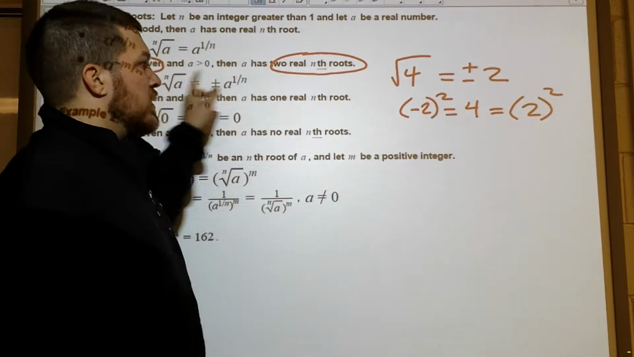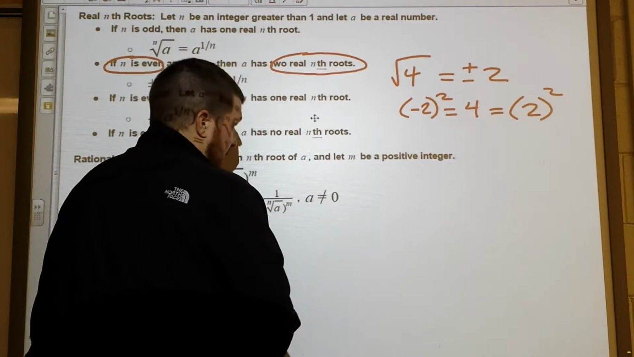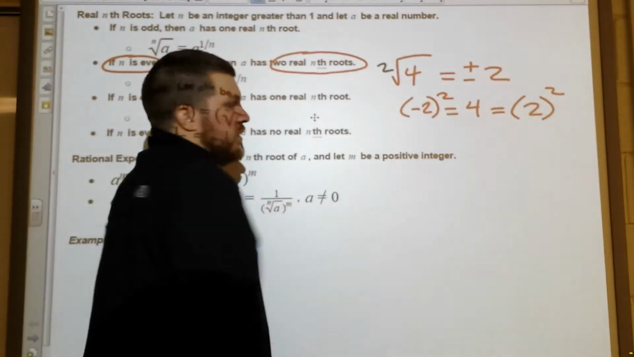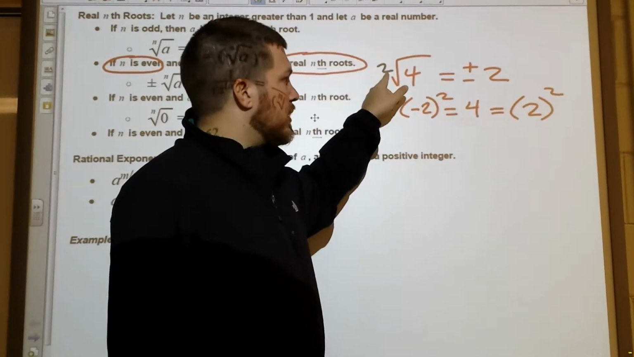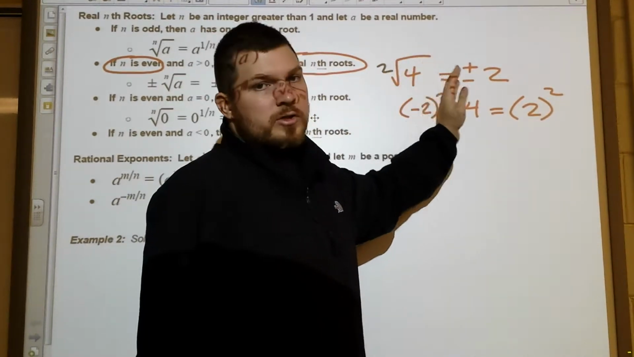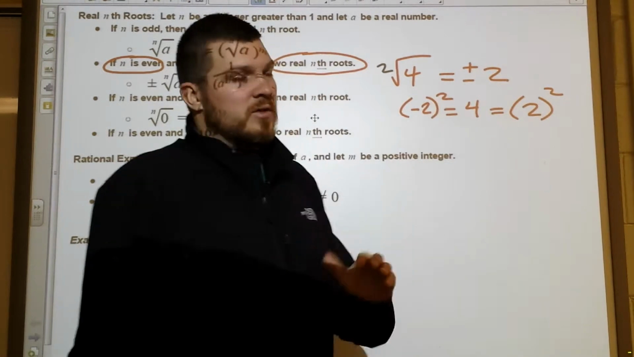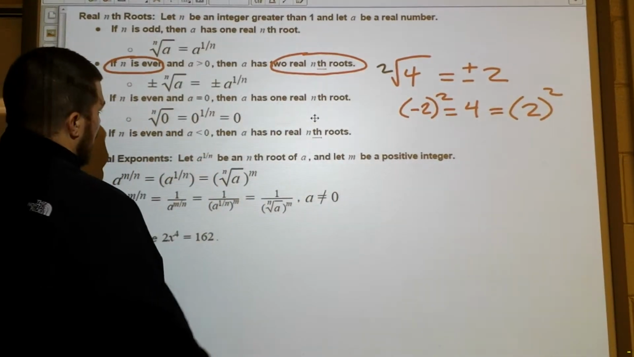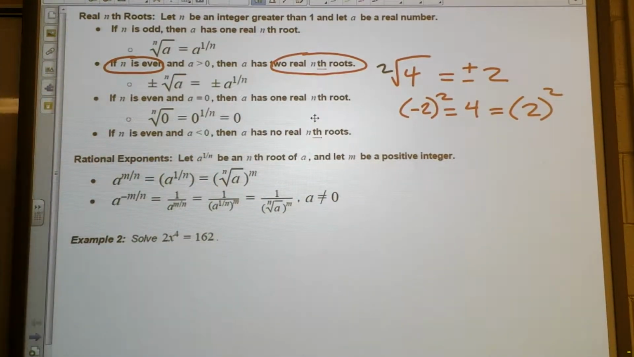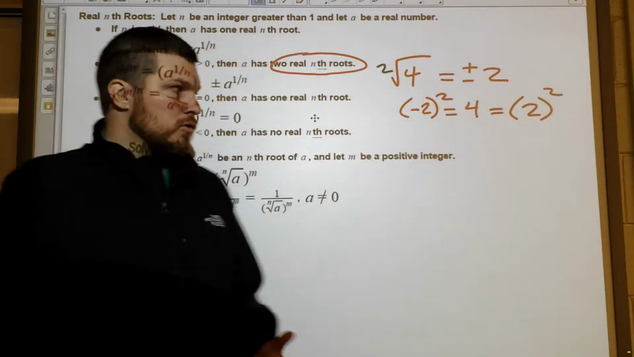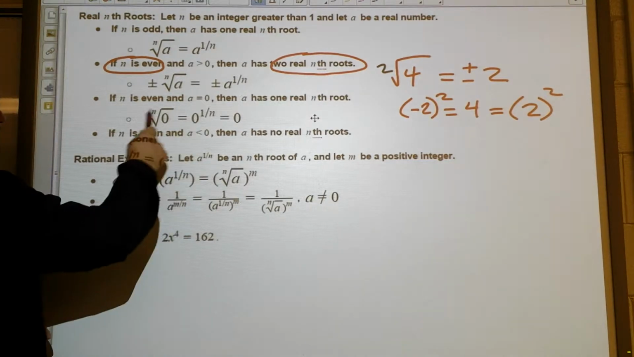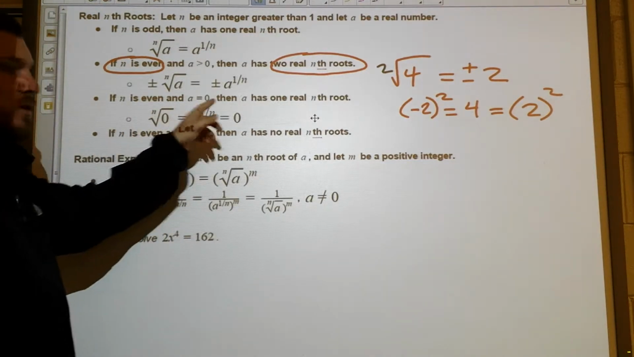So if my index is even, whether that's a 2, a 4, a 6, a 100, whatever your index is, you're going to have two roots, plus or minus. Don't forget that. Super important. If n is odd, you're only going to have one root. So don't really worry about this here. This is just saying the root of 0 is always 0.